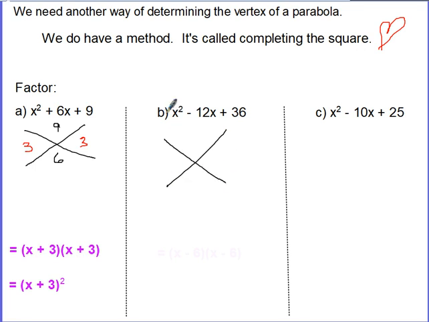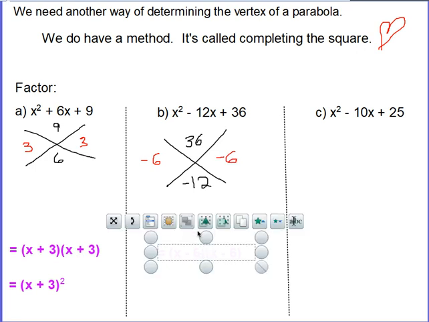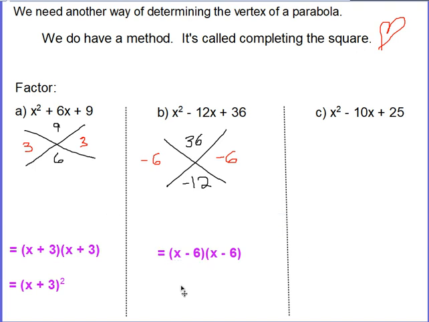Not bad. How about this next one here? Oh, again, it's a simple trinomial. That a value is 1. So multiplies to 36, adds to -12. I'm thinking maybe -6 and -6. Yeah, I think that works. So we will write that as factors, x minus 6, x minus 6, and we get x minus 6 squared.